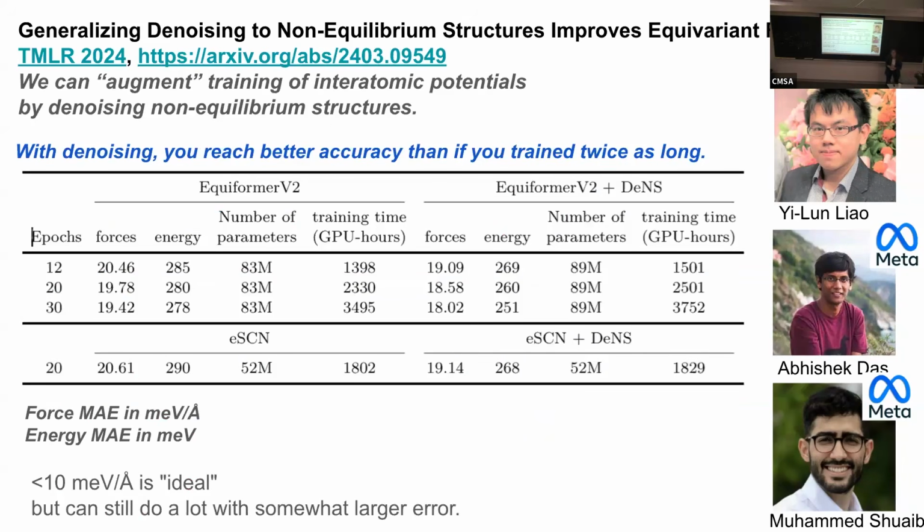Okay, the point here is that with denoising, you can reach a comparable accuracy to using twice as much training time. So if I have 30 epochs here, where I ran the model through 30 epochs, I'm able to use 12 epochs to achieve better forces for not very much additional cost in training, versus this, which is more than double. And so this is a practical thing that people can do to get more out of their data. Okay.